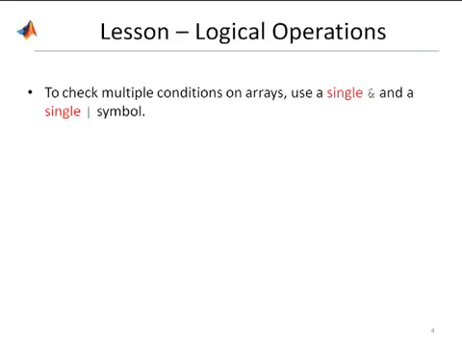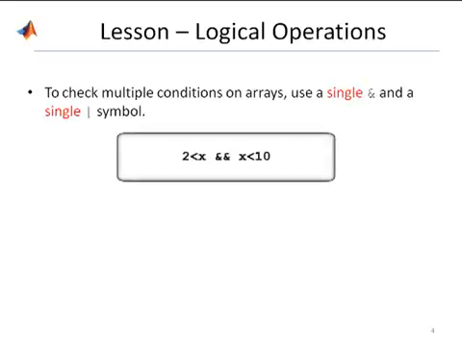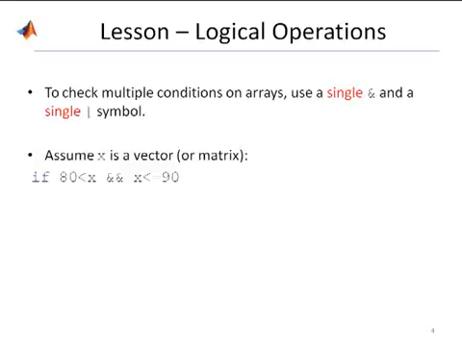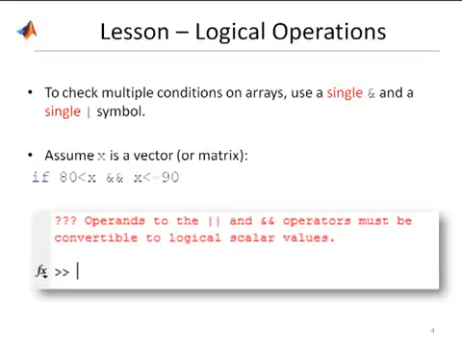Now the other part is, what if we want to check multiple conditions? Is x greater than 2, but is x less than 10 at the same time? This is something that was very easy with scalars. It is possible on arrays, but we have to do one little modification. If we stick to the old-fashioned way of putting two &&, we do get an error message.